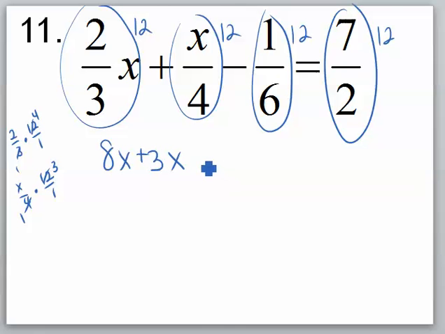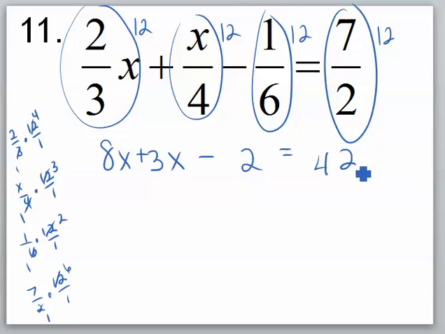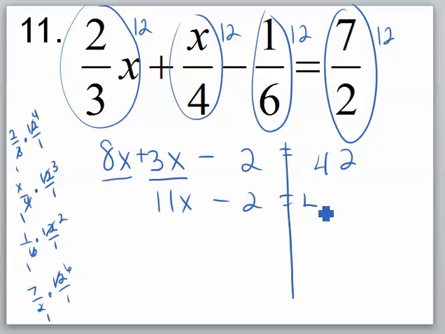The next one, I have minus, let's see, 1/6 times 12 over 1, cross reduce, and I get 2. And the last one, 7 over 2 times 12 over 1, cross reduce, end up getting 42. Now this is much easier to work with than all those fractions. So we're going to combine like terms, which gives me 11x minus 2 equals 42.